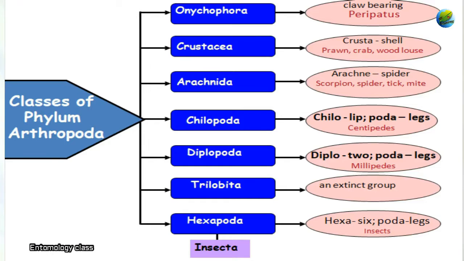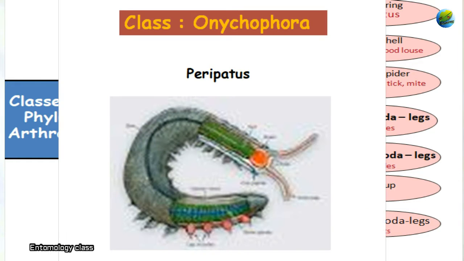Inside the phylum Arthropoda, there are subdivisions called classes. The subdivision of the kingdom is phylum, and the subdivision of the phylum is classes. In phylum Arthropoda, there are 7 important classes: onychophora, crustacea, arachnida, chilopoda, diplopoda, trilobita, and hexapoda. The onychophora consists of claw-bearing peripatus. The peripatus are worm-like arthropods.